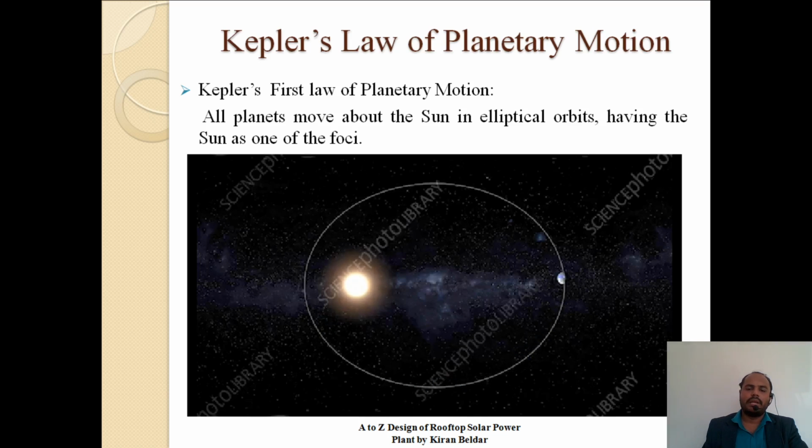Kepler's first law of planetary motion states that all planets move about the Sun in elliptical orbits, having the Sun as one focus point. Earth is rotating and revolving around the Sun in an elliptical orbit, and the Sun is at a focus point.